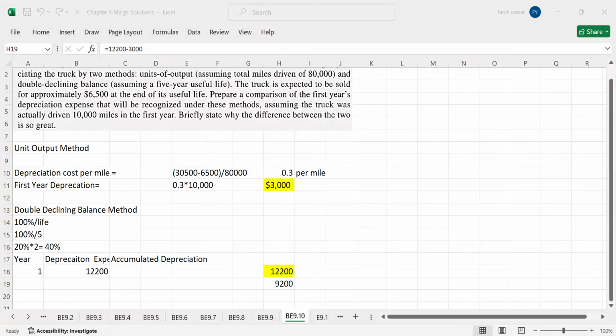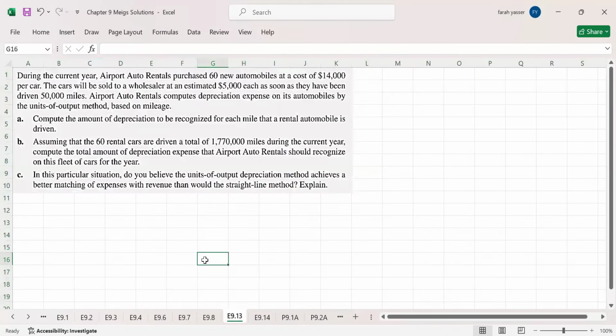So the next exercise we are going to cover is 9.13. The data, basically: during the current year, Airport Auto Rental purchased 60 new automobiles at a cost of 14,000 per car. The cars will be sold at an estimated 5,000. This 5,000 basically represents the residual value or the salvage value. And these are the total miles a car can be driven in its whole life.